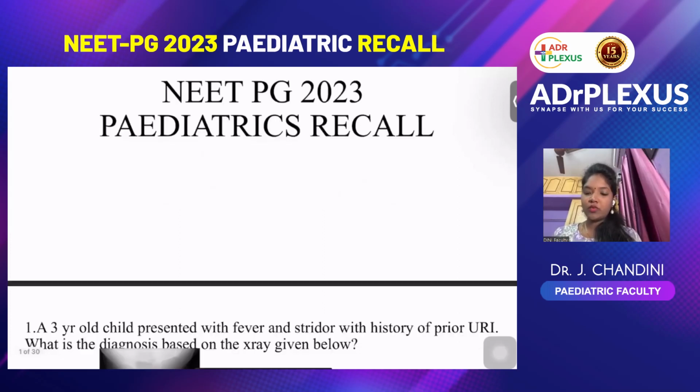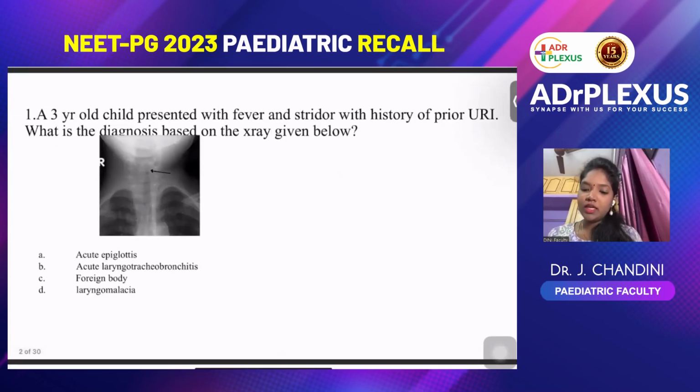The first question that was asked was, a 3-year-old child presented with fever and stridor with history of prior upper respiratory infection. What is the diagnosis based on the X-ray given below? They have given an X-ray and asked for the diagnosis. If you see that X-ray here, you can see some narrow part. What is this? This is called as steeple sign.